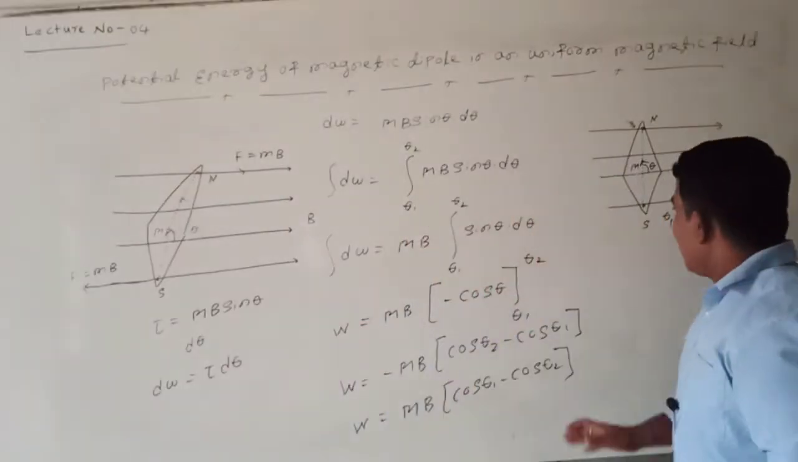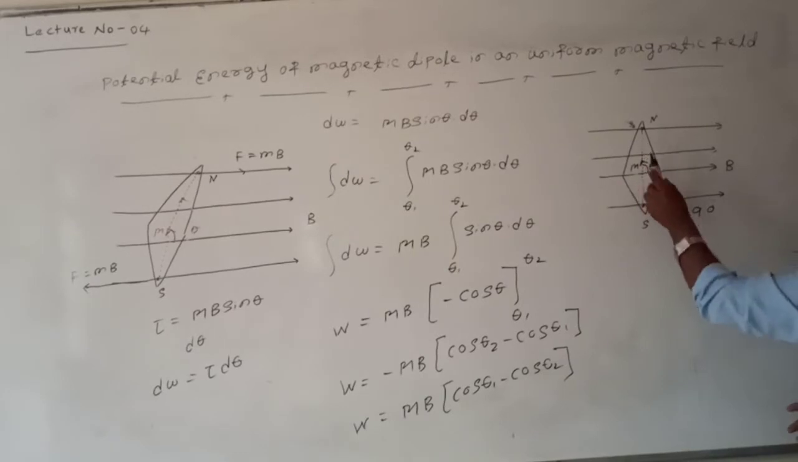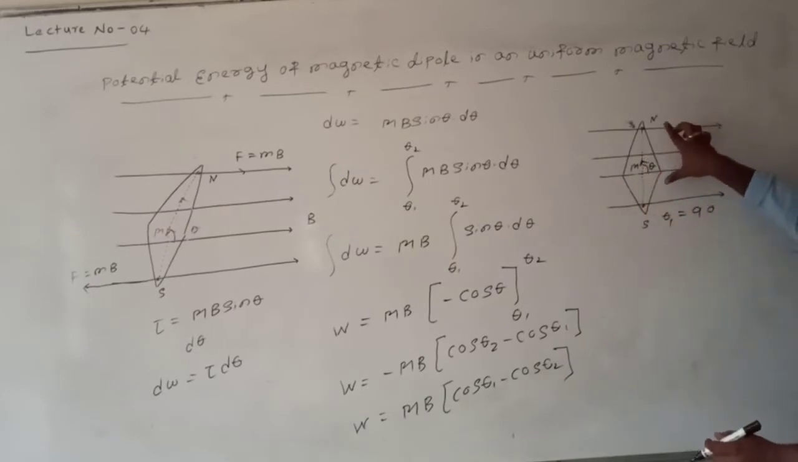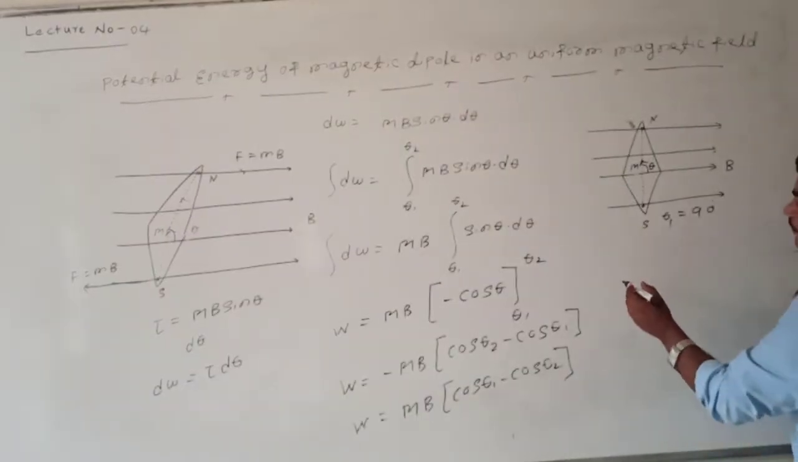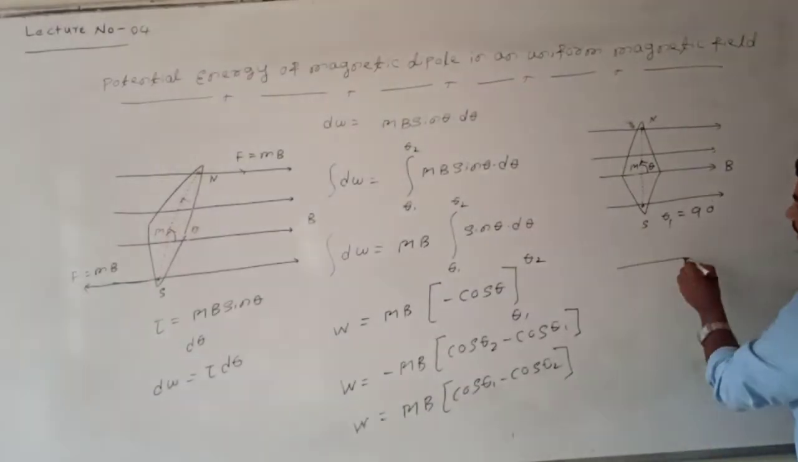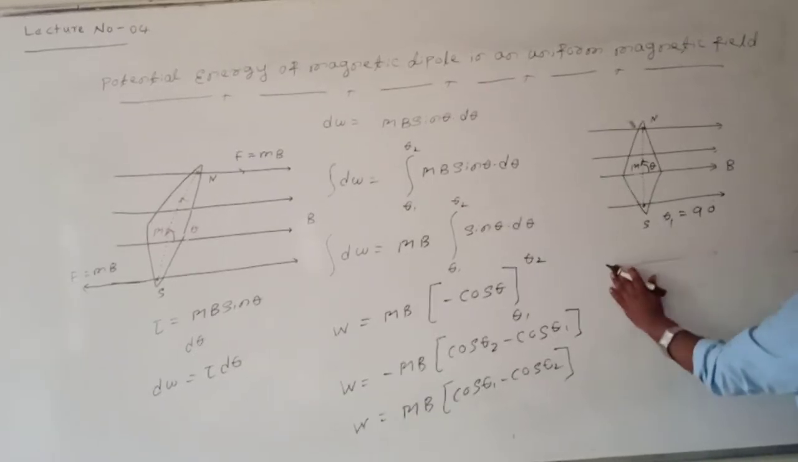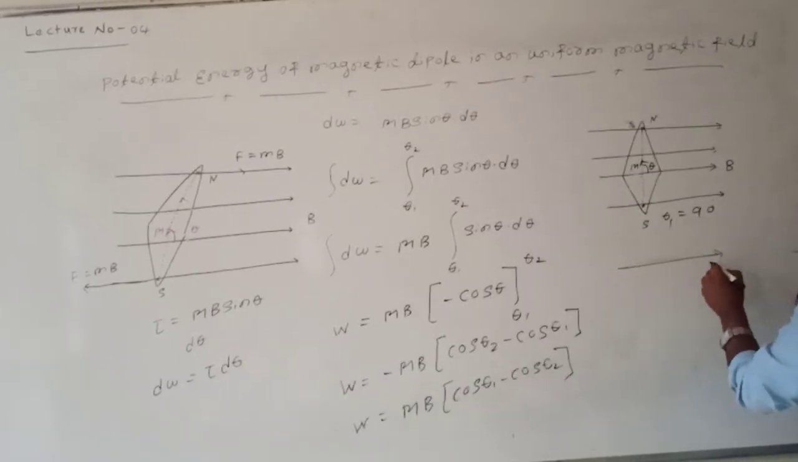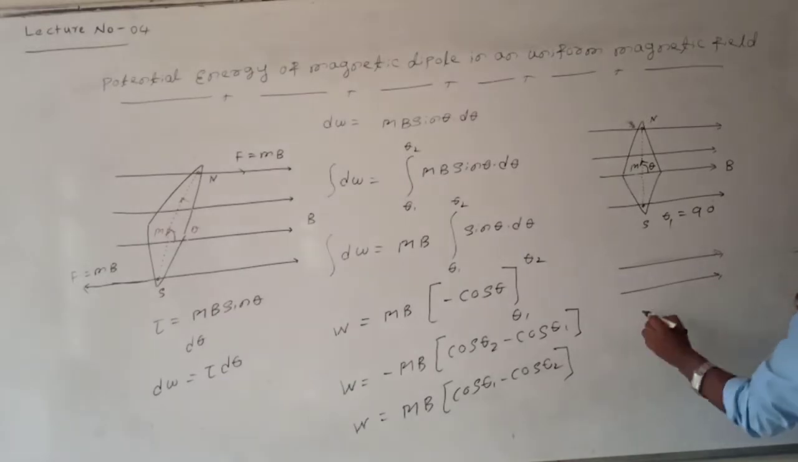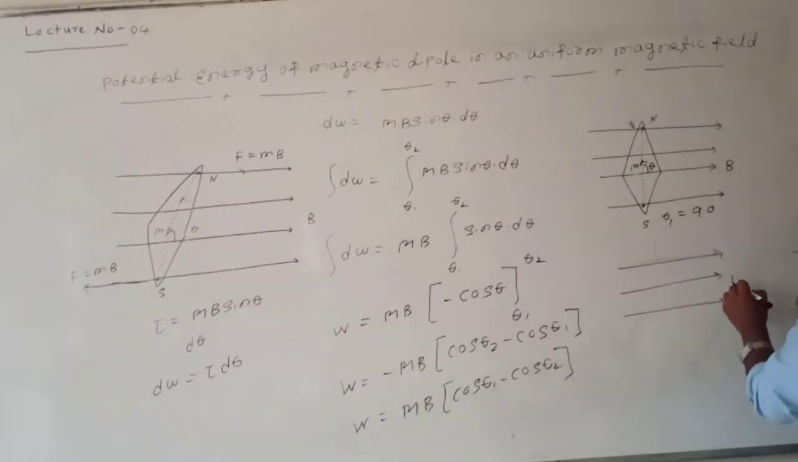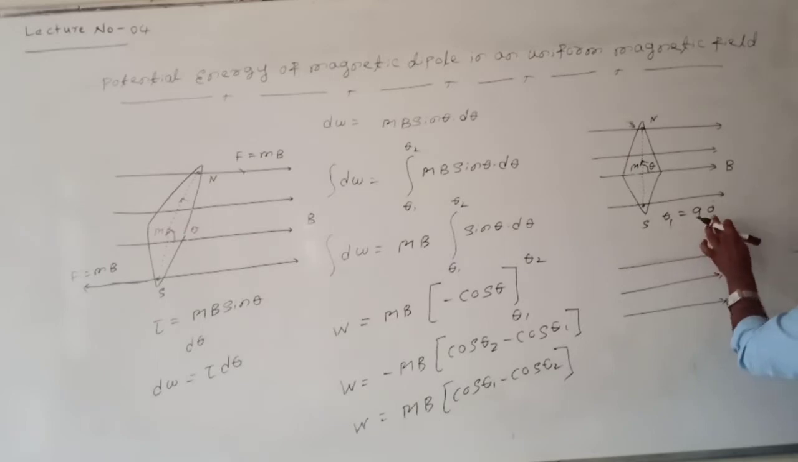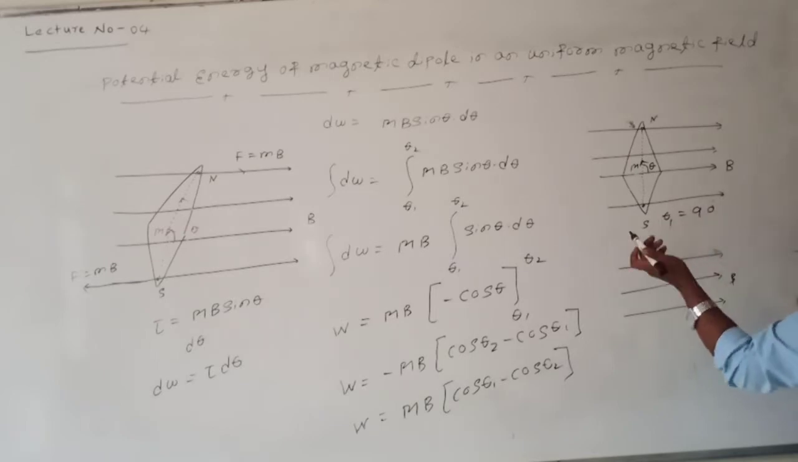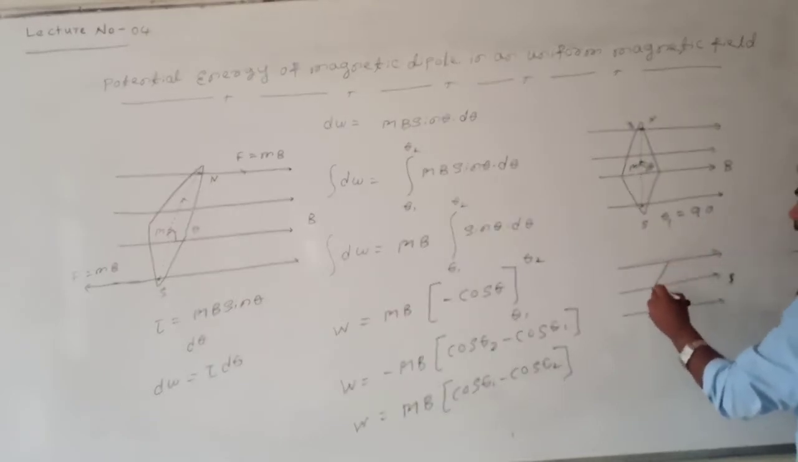Now the condition is like this. Theta is equal to 90. When this dipole rotates from theta 1 is equal to 90 to theta 2 is equal to some value. Shall I take some value here? Again I will take it like this. See here, this is nothing but the magnetic field lines. Are you following this? If the dipole rotates from theta 1 is equal to 90 degree to theta 2 is equal to some value.